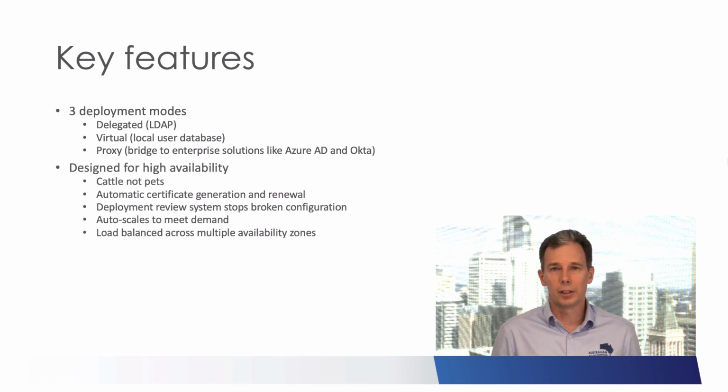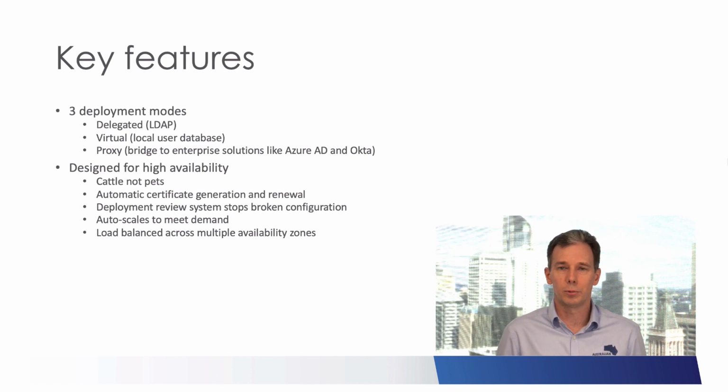It's designed for high availability, so all the infrastructure is treated as cattle, not pets. If anything goes wrong, we just destroy that instance and build a new one in its place. There's a number of smart checks that are put in to ensure that any suspect configuration doesn't make it out. So once a new image is built, we do a range of checks before we actually deploy that to production. So that prevents any questionable config actually getting out and potentially causing an outage. It auto-scales, it's spread across multiple availability zones within AWS.